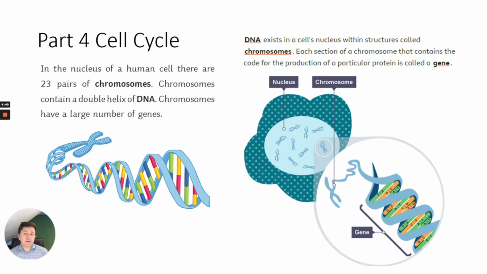So in the nucleus of a human cell, there are 23 pairs of chromosomes. So they contain a double helix of DNA. The chromosomes, they have a large number of genes. In fact, you have about 30,000 genes in your chromosomes. So each section of a chromosome that contains the code for the production of a particular protein is called a gene. So genes code for proteins, and then proteins are made from amino acids, and they make structures such as enzymes. So it's really important to replace these cells on a regular basis.